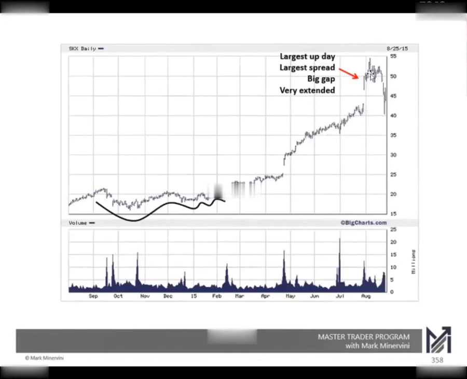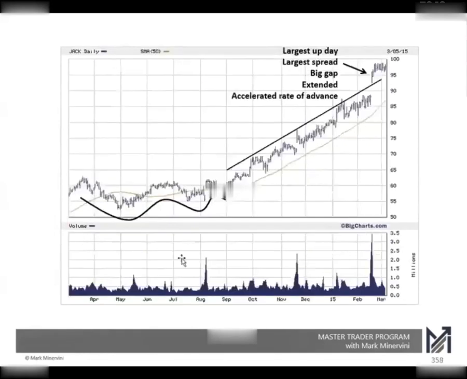And then it really accelerates its rate of advance. So right here, this is just getting way too ahead of itself. Largest up day, largest spread, big gap, and it's very extended. And you see how just a couple days later, 1, 2, 3, maybe 4 or 5 days later, that's where it tops, and then it rolls over hard. And look how much it gives up in just a short period of time. So usually, like I said, when you start getting all these things to cluster, you're usually looking at 3, 4, 5 days. You'll get a top in the stock.